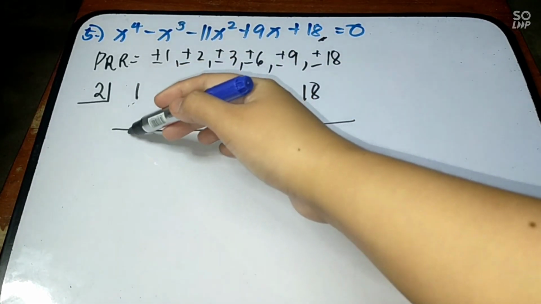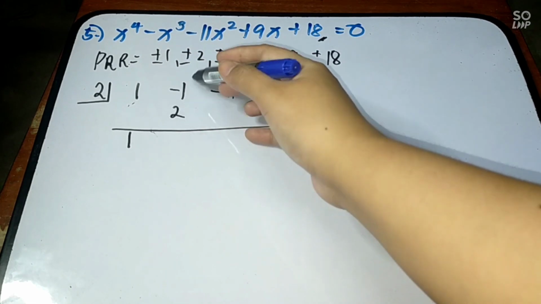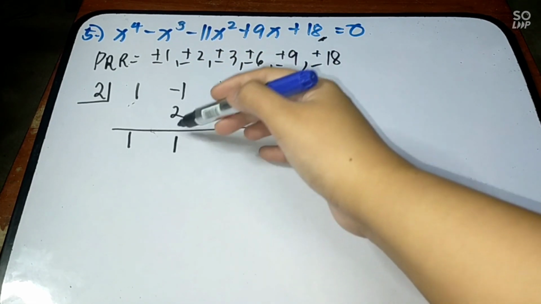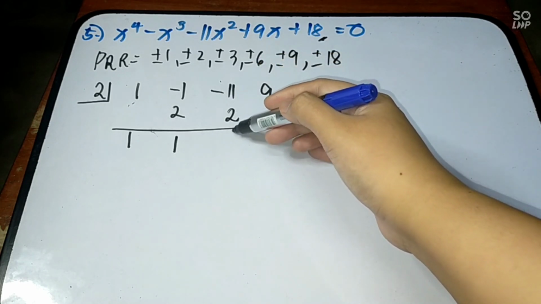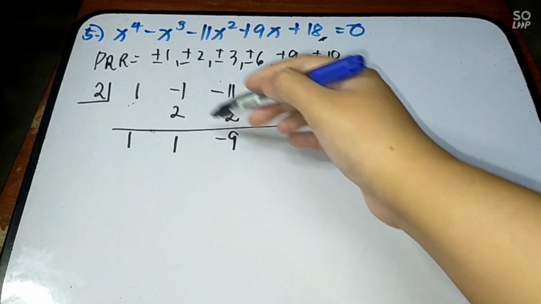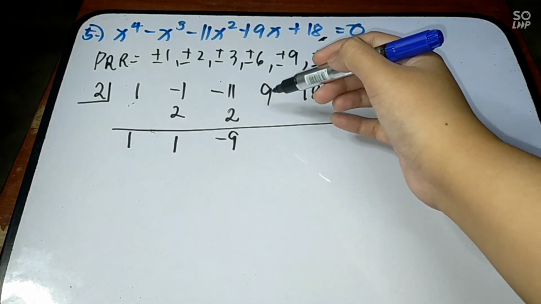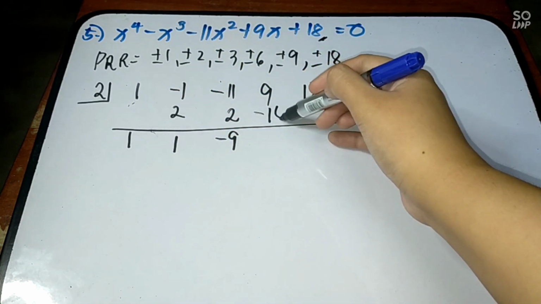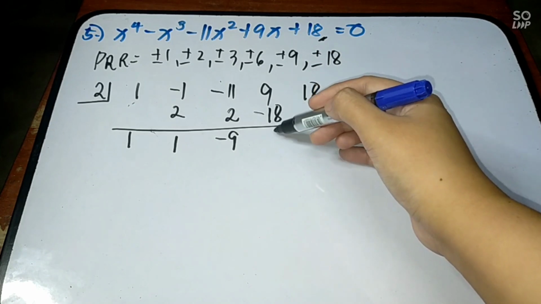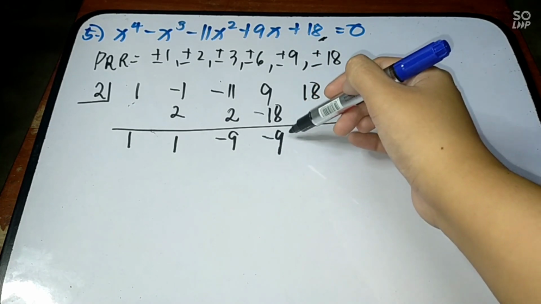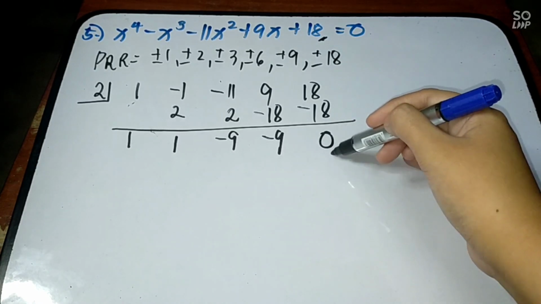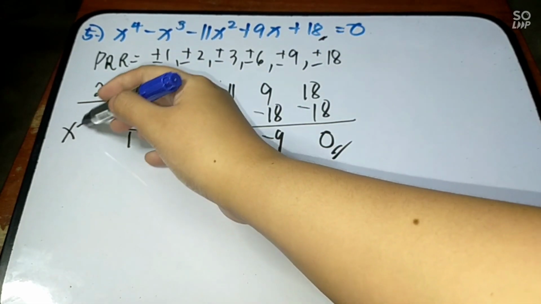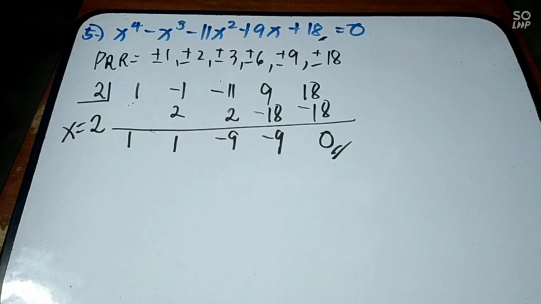Then next, bring down 1. 1 times 2, the answer is 2. Negative 1 plus 2, the answer is 1. 1 times 2, the answer is 2. Negative 11 plus 2, the answer here is negative 9. Negative 9 times 2, the answer here is negative 18. 9 minus 18, the answer here is negative 9. Negative 9 times 2, the answer is negative 18. 18 minus 18, we have 0. So, therefore, x is equal to 2 is one of the roots of number 5.